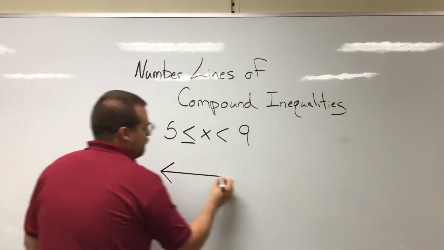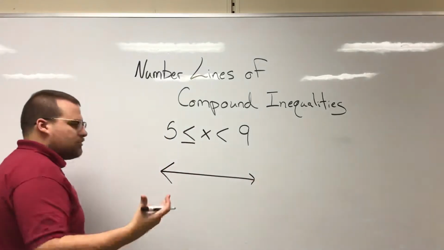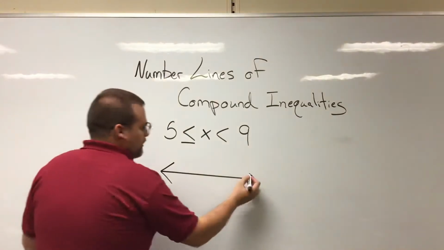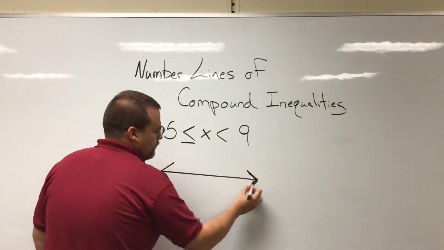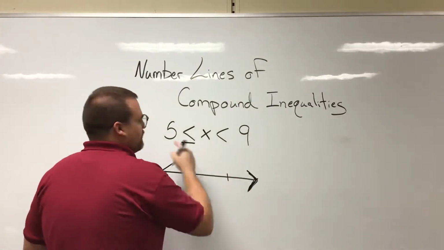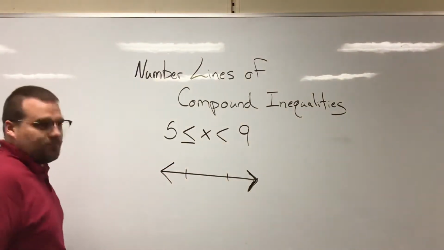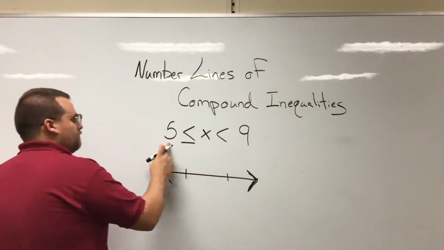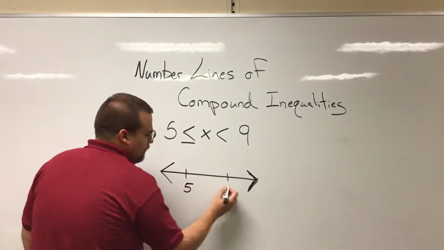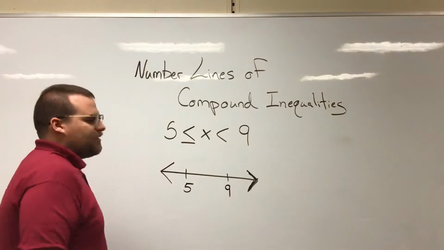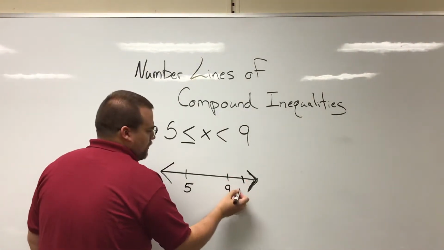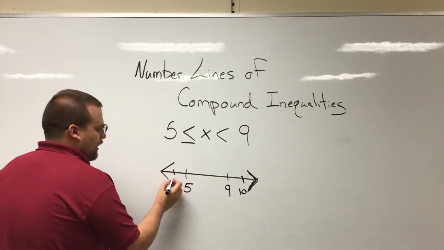Here's what I like to do. Depending on your teacher, they may have different requirements, but for my own students, what I want to see is at least 2 numbers on the number line to start with, and those are going to be the numbers that you see here in the inequality. So 5 and 9 have to be there, and then I want at least one number on either side of those. So maybe 10 and 4.